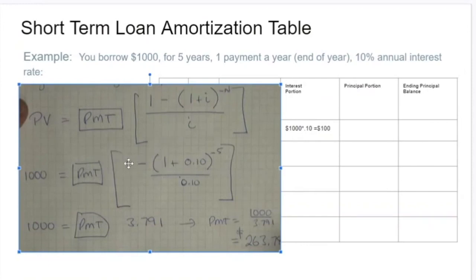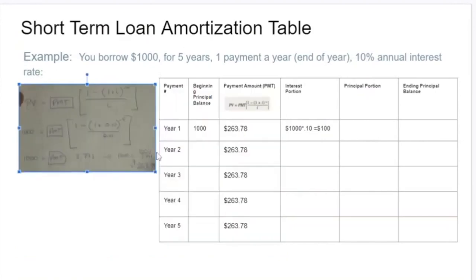So we just put that basic information into this formula. When we do that, we'll get 1,000 equals PMT times 3.791. We take 1,000 divided by 3.791, and we will get a payment of $263.79, 80 cents, let's say. Let's just round it off. Okay, so $263.80.